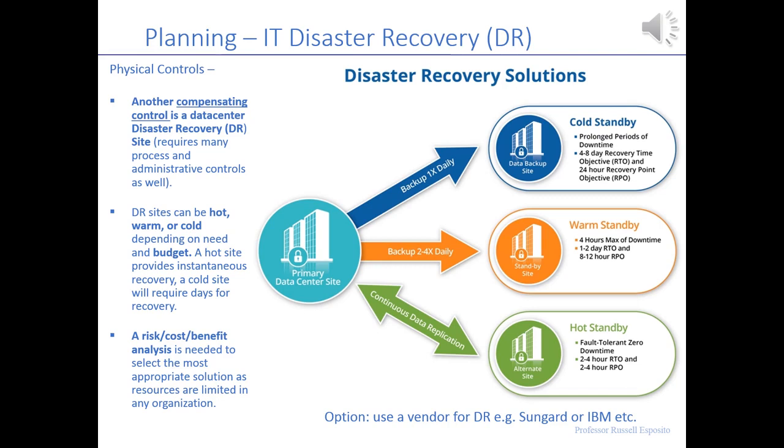So the primary site is this larger circle in the middle of the slide here. And then if we look at the bottom right, a hot standby, a hot site: fault tolerant, zero downtime. If you look at the bottom, 2 to 4 hours for the recovery point objective, the company's looking for a 2 to 4 hour recovery. And with a hot site, you could do that, maybe even faster.